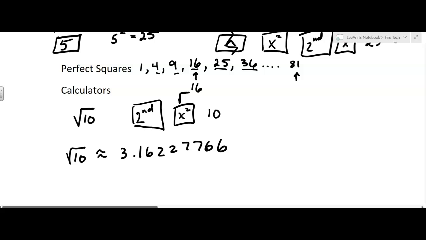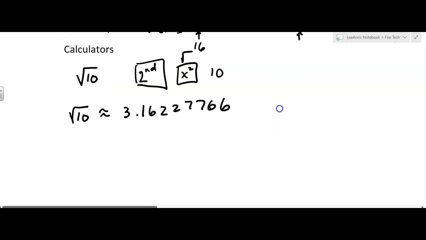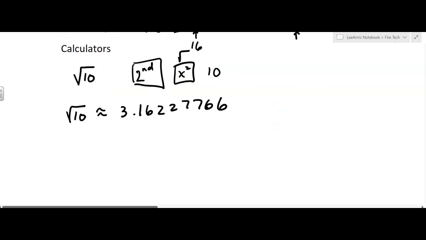That is not an exact number. This decimal goes on and on and on, and it doesn't repeat, and so we're stuck with that. But what we're going to do is round it to 2 decimal places. It's not an exact answer, but it's going to be good enough for our calculations, 3.16. And I think I talk about rounding in another video.